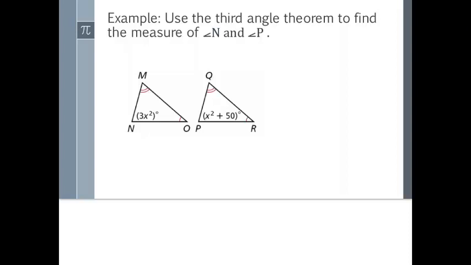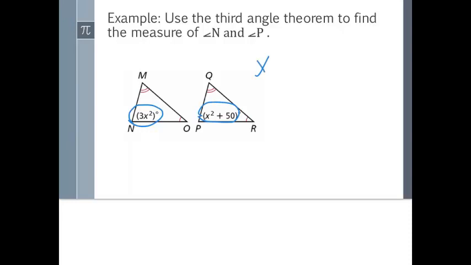Finally, we have an example that uses the third angle theorem. Remember that the third angle theorem says that if we have two pairs of congruent angles across two triangles, then the third angle must be congruent. And here we see that angle O and angle R are congruent as marked, and angle M and angle Q are also congruent. So that means that angle N must be congruent to angle P.